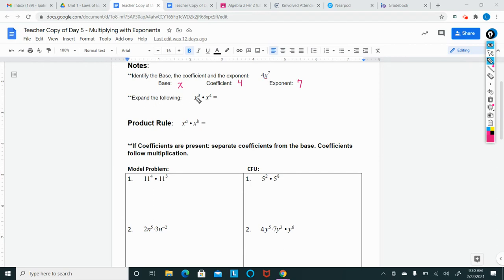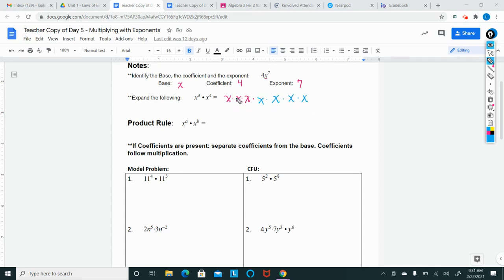Here we want to expand the following. X to the 3rd power times x to the 4th power. Remember, like a rubber band, expanding means to stretch, to make bigger. So x to the 3rd power means x times x times x. Now, x to the 4th power means x times x times x times x.